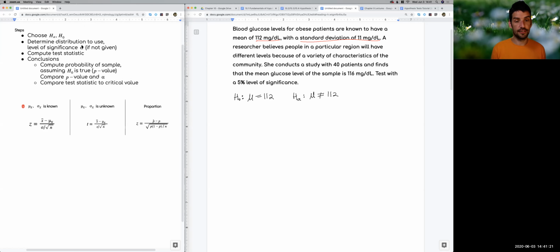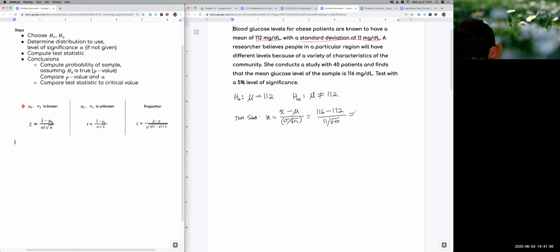And what that means is our test statistic is going to be Z equals the sample mean minus the population mean divided by the standard deviation that has been divided by the square root of the sample size, okay? So in this case, our sample mean is 116, our population mean is 112, our standard deviation is 11, and we're dividing by the square root of 40. I computed this and I got 2.300.